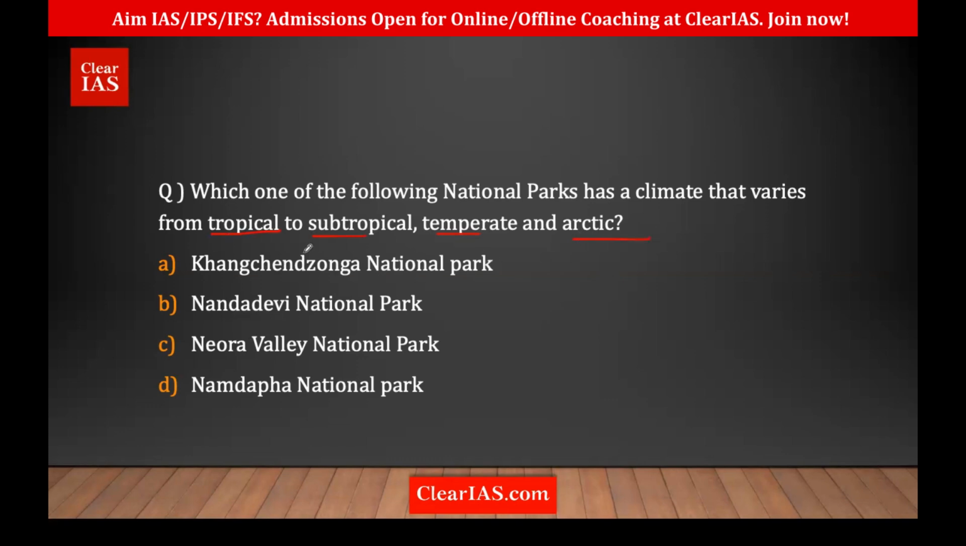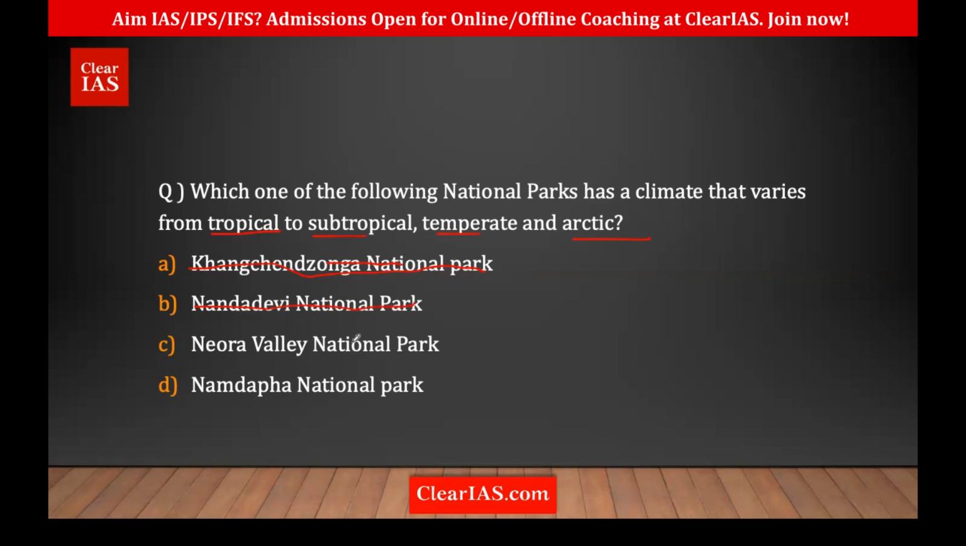If you're talking about Kanchenjunga National Park, does it have tropical? No, it does not. It starts from subtropical, right? So you can eliminate this option. Now, Nanda Devi. Nanda Devi is actually in Uttarakhand, so we'll see that later on. But Uttarakhand means it's very high altitude. If it is at a higher altitude, will there be tropical vegetation or tropical climate? No, right? So we can eliminate that as well.